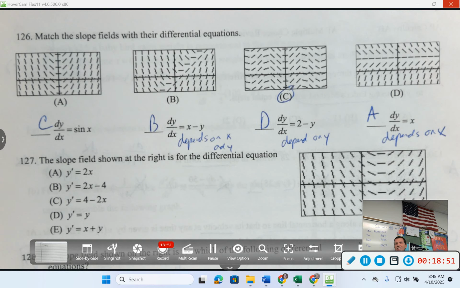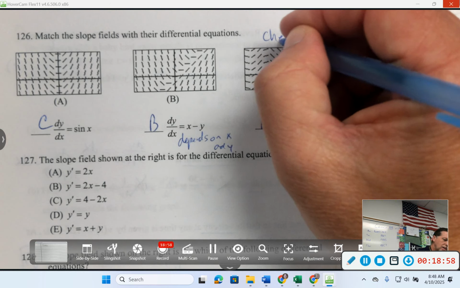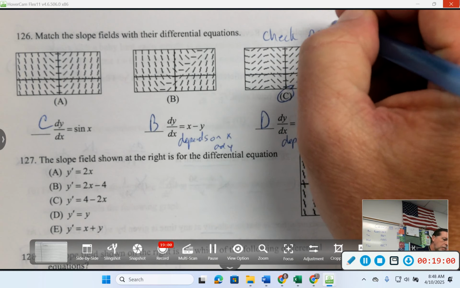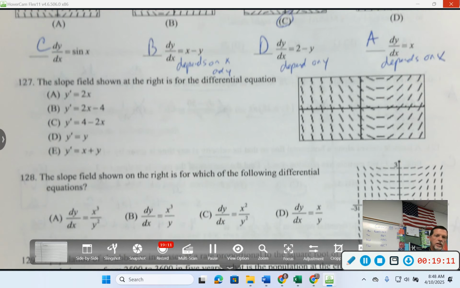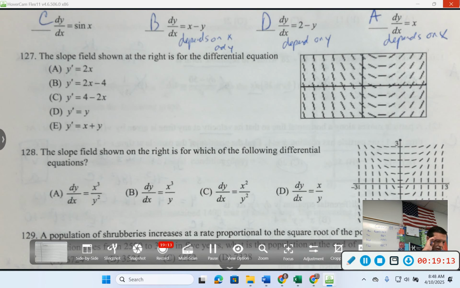What if that wasn't enough? What would you be stuck doing? Probably just checking points. So find a point that's different for each of them and plug it in and see what you get. 127, a little bit harder.